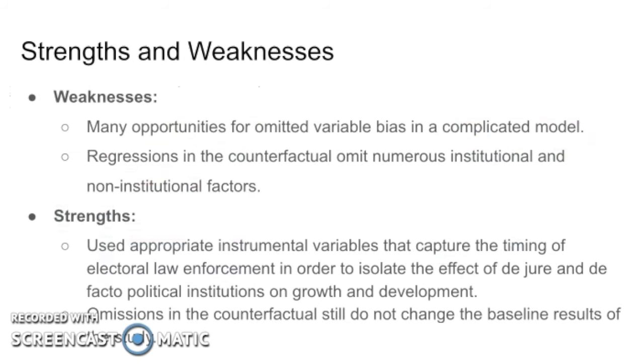As mentioned, such a complicated model is at risk of omitting factors that may be relevant to its regressions. However, the research attempts to address such potential setbacks by constructing appropriate instrumental variables that isolate the effect of de jure and de facto political institutions. The omissions in the counterfactual don't change what the baseline results imply. In fact, the counterfactual offers a helpful, graphic, high-level view of how institutions could affect countries in the long run.